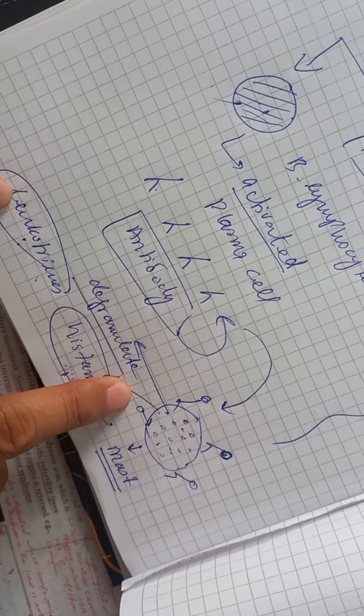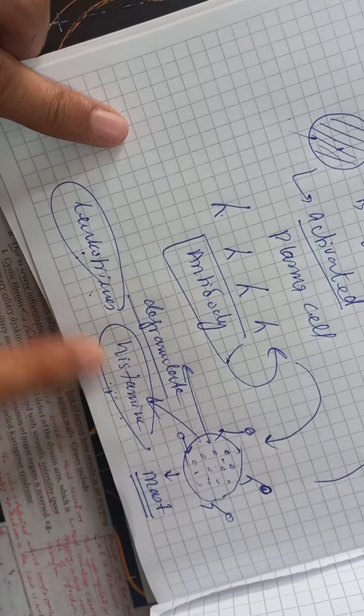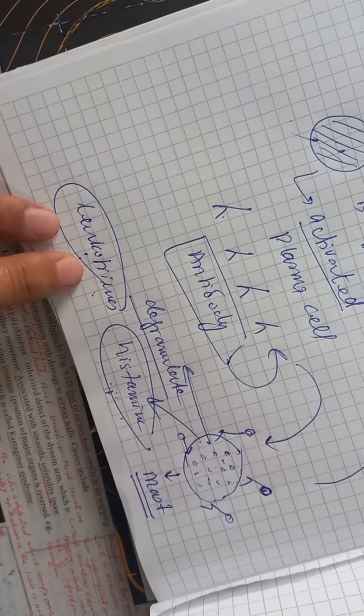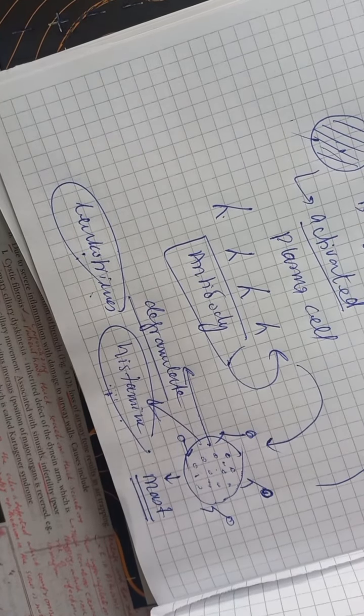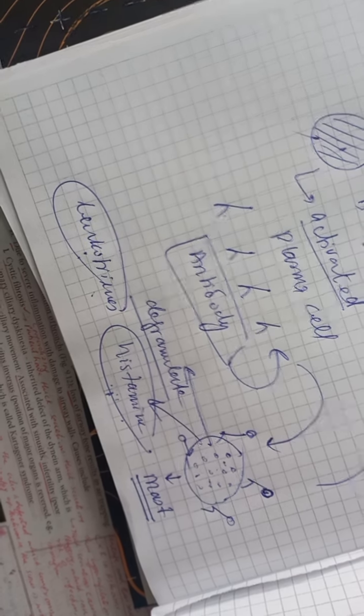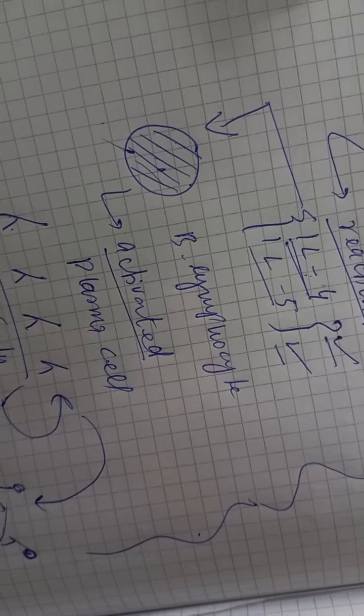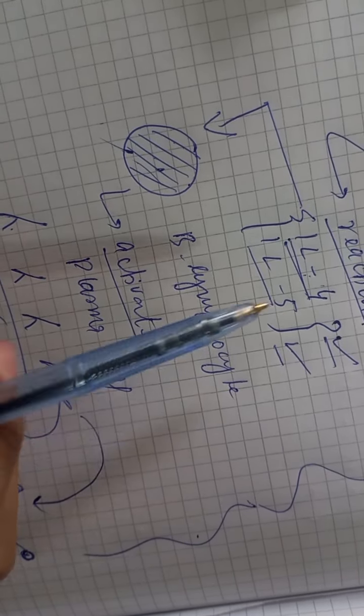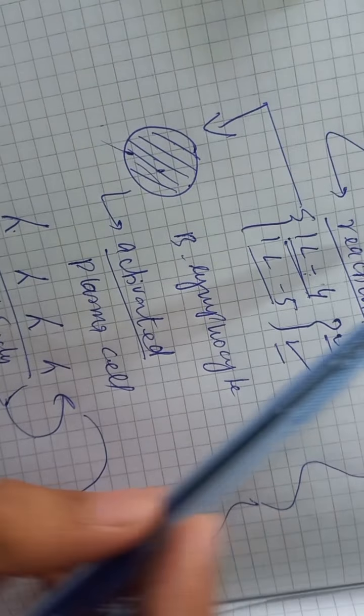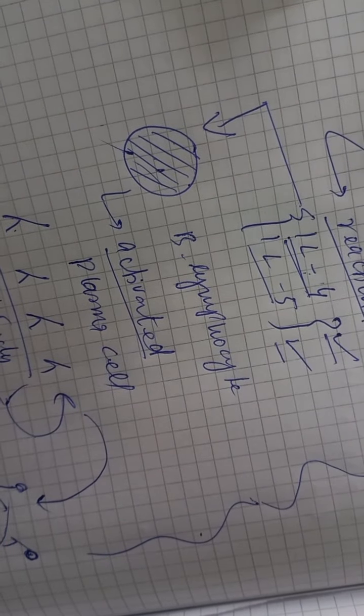Because of this antigen antibody reaction, these mast cells will degranulate. When they degranulate, they will produce what? Histamine and leukotrienes. And histamine and leukotrienes are what? They are potent bronchoconstrictors. That's simple, right? All right, so this was related to the interleukin 4 mediated process.